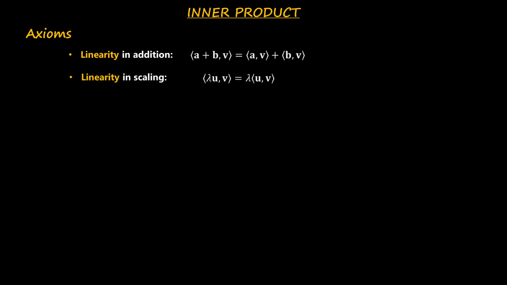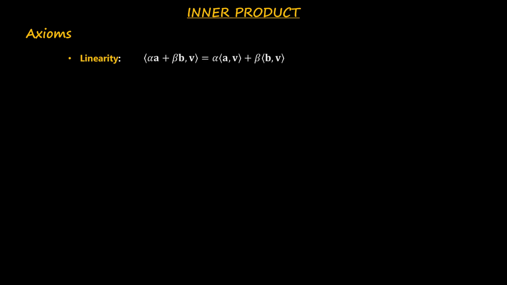Linearity in scaling. When we multiply one of the vectors by a scalar, we can simply scale the inner product of the unscaled vector. And to be honest, I would like to join these two axioms into a single generalized linear axiom, which can look like this. When one of the vectors is a linear combination of vectors, we can instead do the linear combination of the individual inner products, and we get the same result.